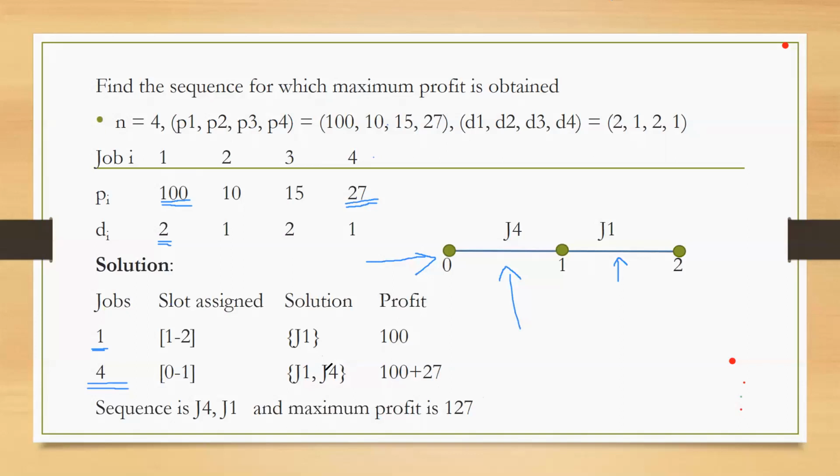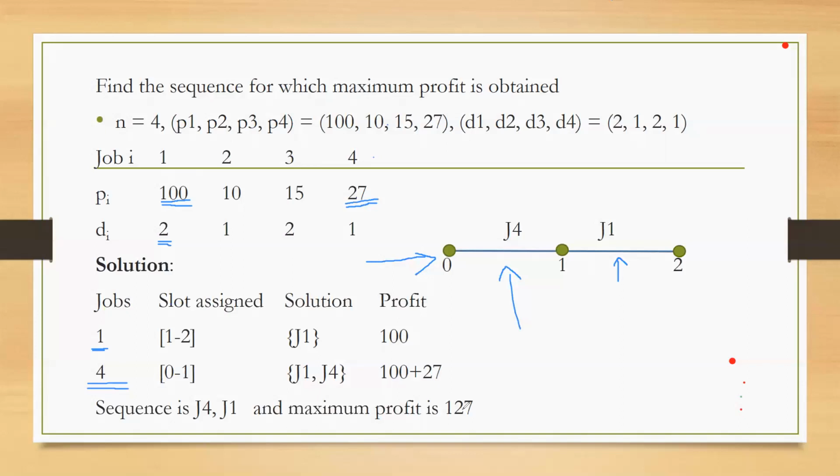Two jobs are considered. Now finally you have to come up with the sequence in which we have to process the jobs. So whether J1, J4 or J4, J1. See the time slots. J4 is done in 0 to 1, therefore it comes in the first slot. J1 comes in the 1 to 2 slot, therefore it comes in the second slot. So that's why the sequence is J4, J1, and the maximum profit is 127. So this is how we should solve the job sequencing problem with the given deadlines.